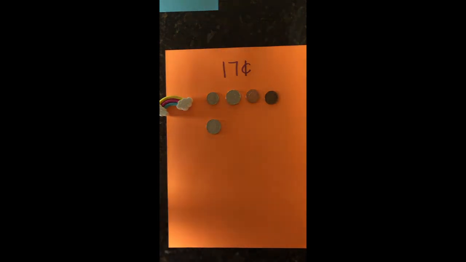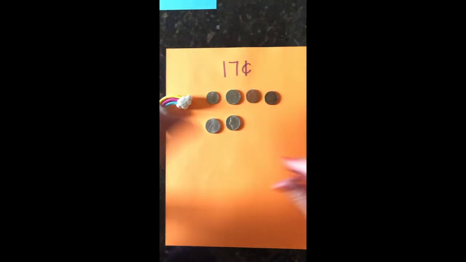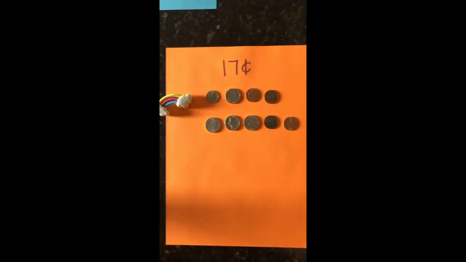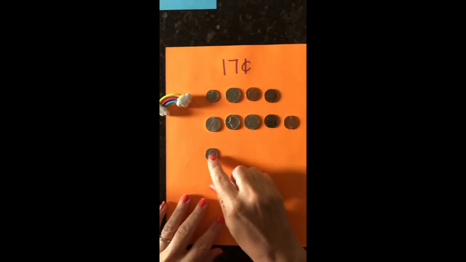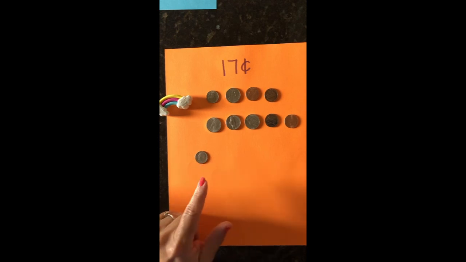So 5, 10, 15, and 16, 17. There's another way we could make 17 cents. Very good. We could even take a dime and we can make 17 cents like this. So dime is 10, and then we only have pennies left. So how many pennies would it take to make 17?